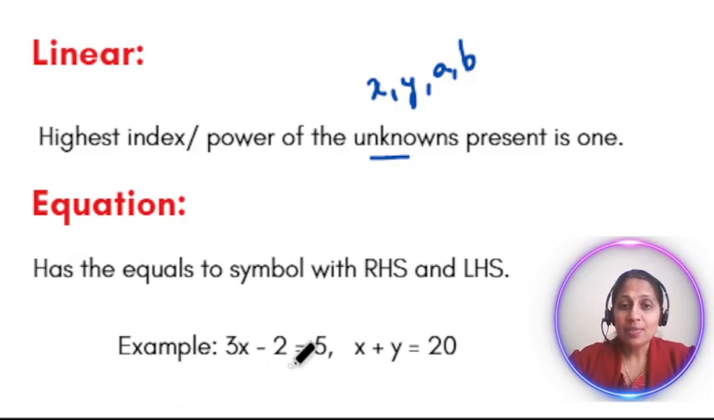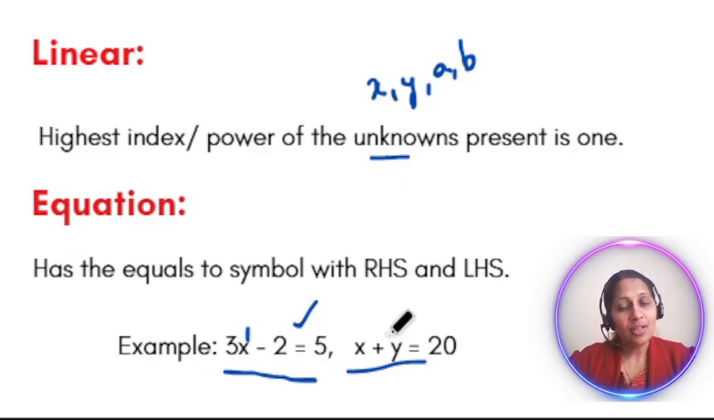Example, 3x minus 2 equals 5. This is a linear equation because the maximum power of the variable is 1 and it has an equal to symbol. If it doesn't have an equal to symbol, then it is an expression. Here we have an equal to symbol, so there is a left hand side and a right hand side, so it's an equation. Now here, yes, it is linear because the variable power is 1 and there are two variables, so it is a linear two variable equation. This is a linear one variable equation. I hope you are clear with the basic meaning of the term linear equation, right?